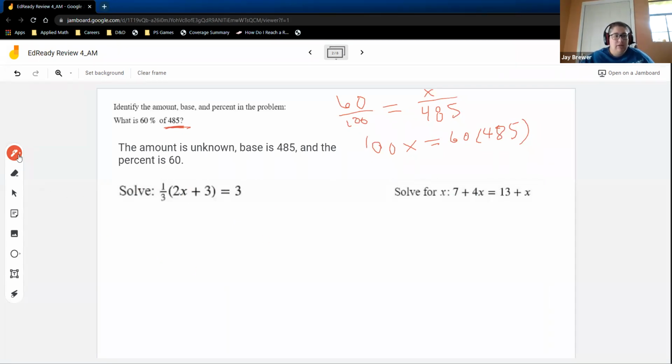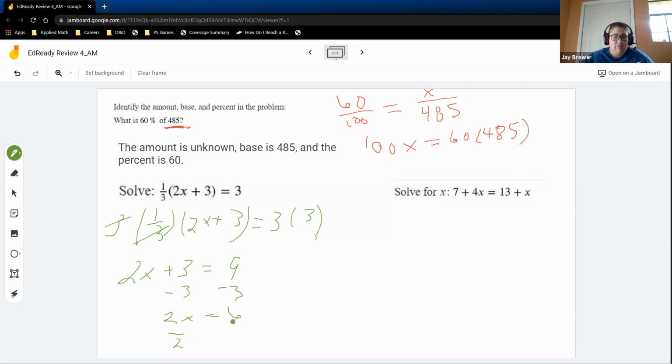Okay, so again, I don't know about you guys, but I don't like fractions. So I'm actually going to get rid of this fraction of 1/3 here because I'm going to multiply it by 3 on both sides. So if I do 3 times 1/3 times 2x plus 3 equals 3 times my 3. These 3 cancel. So you get 2x plus 3 equals 9, minus 3, 2x equals 6. Divide by 2, divided by 2, x equals 3.